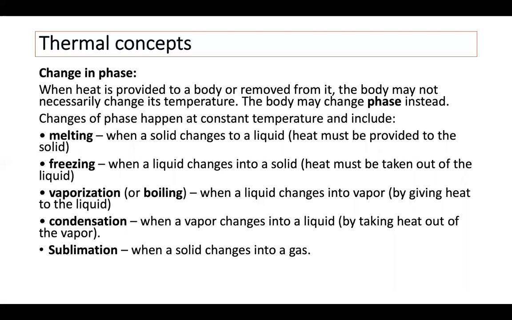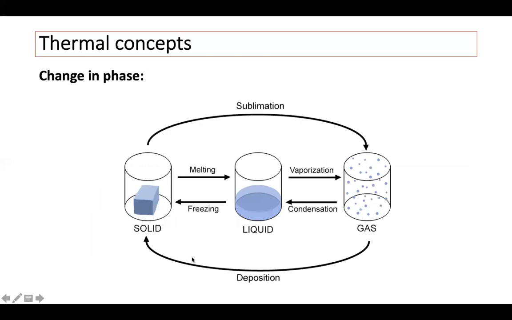How do we change the phases of any material? By adding or removing heat, you change the particle movement inside it. That's why it changes from one phase to another. We have melting, freezing, evaporation, condensation, and sublimation. Melting is when a solid changes to liquid, freezing when liquid changes to solid, evaporation when liquid changes to vapor, condensation when vapor changes to liquid, and sublimation when solid changes into gas. When gas changes to solid, we call it deposition.